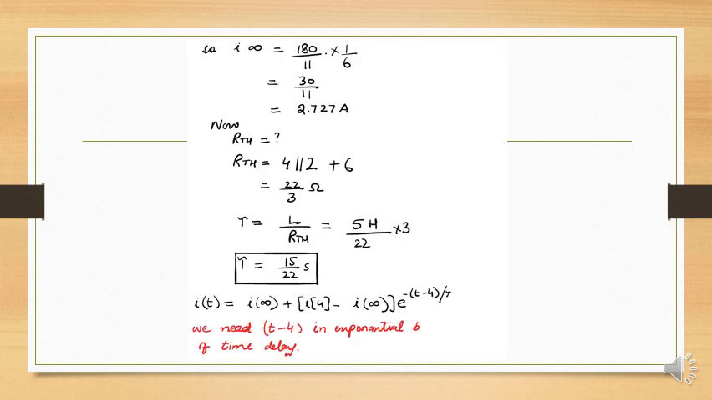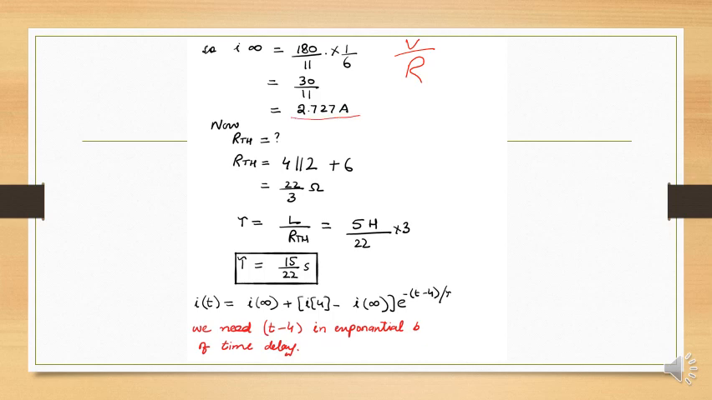Now I of infinity is V multiplied by 1 over 6, or V over R. The value of V is 180 by 11 and R is 6. So what we got is 2.727.